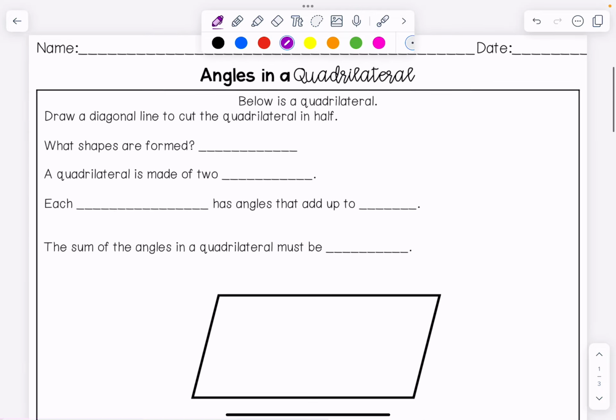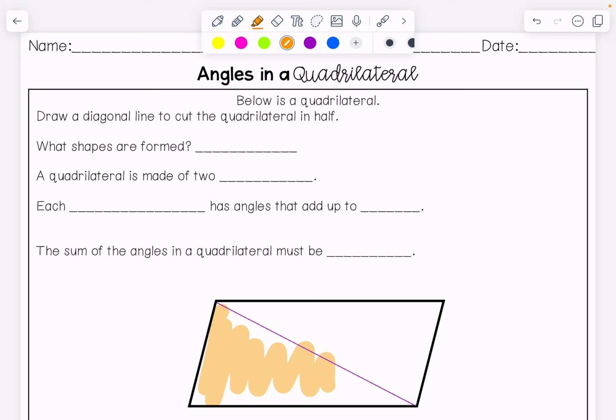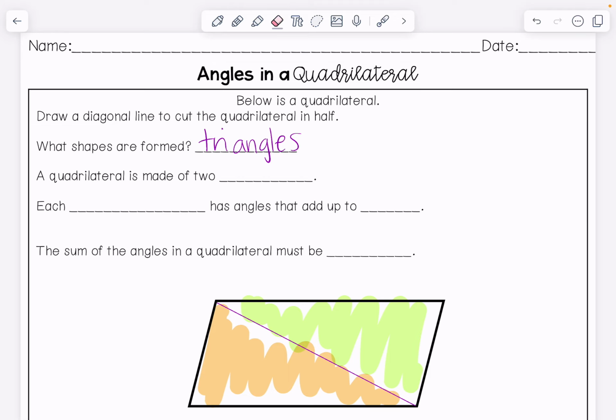So then when we talk about the angles in a quadrilateral, this is going to be based off of what we know about the angles in a triangle. So the first thing we're going to do, we're going to draw a diagonal line to cut the quadrilateral in half. So I'm going to draw a diagonal there. And so if we look, I've just actually formed 2 triangles. So I have a triangle here and a triangle here. Every quadrilateral will be made out of 2 triangles.